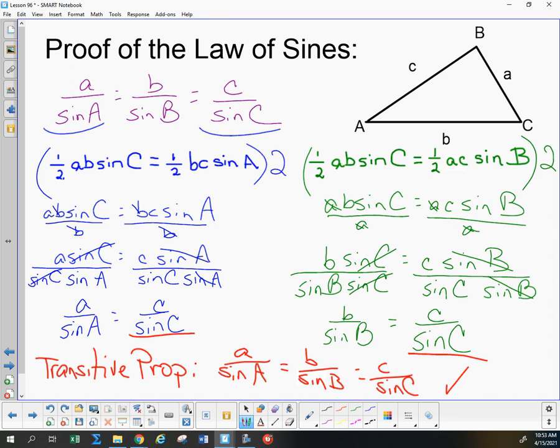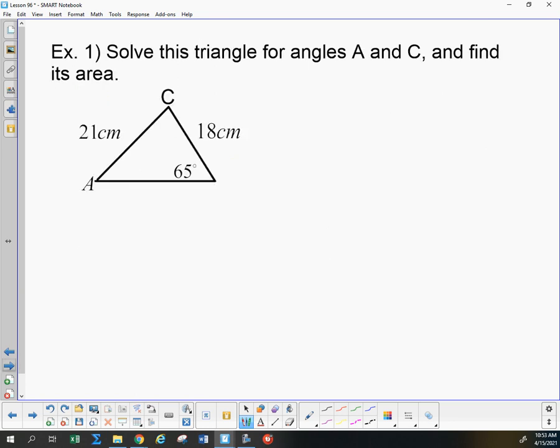Okay, then let's maybe use law of sines, maybe use the area formulas that we've talked about, whatever it takes. And let's review how we're going to solve a problem like this. Some of you are doing great with these. Some of you get a little bit tripped up on how to approach them. So this one gives two sides, the 18 and the 21, and it gives one of the angles, 65. They could ask us to find both of the other angles and the missing side, but they only ask us to find the two angles. And in addition, they ask us to find the area.